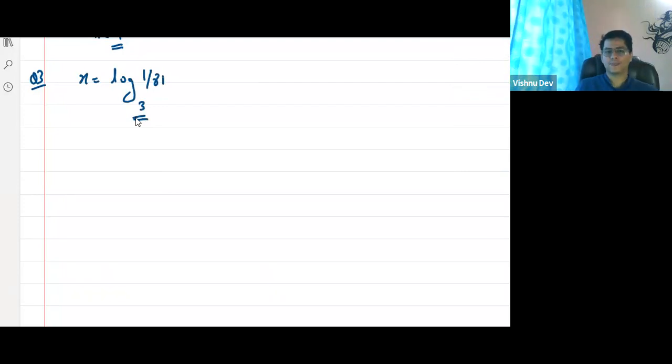Okay. Now let's think about it. Let's see who can solve it. Find the value of x. x is equal to log 1 by 81 base 3. Let's see who can solve this. Let's see. Basic. Same concept is used. I'm just using the concept, basic definition. That's it. Nothing else.